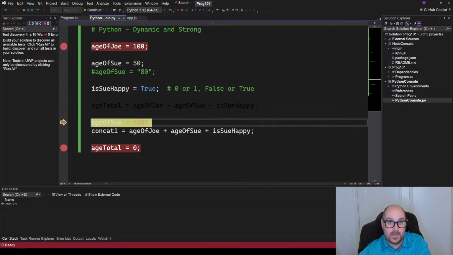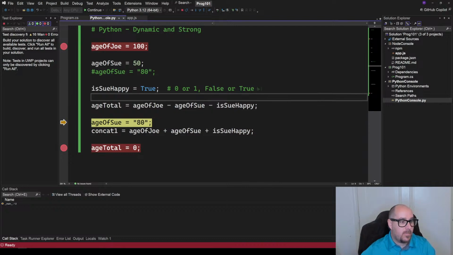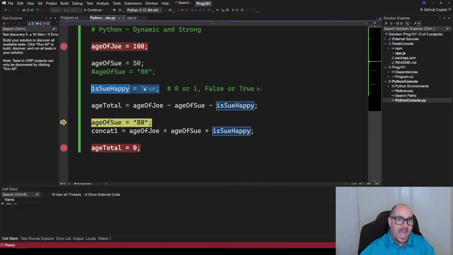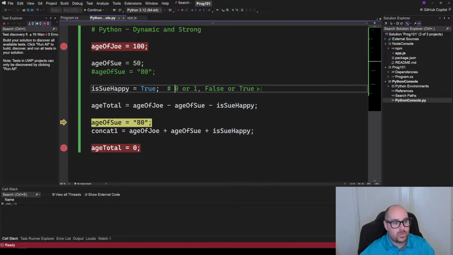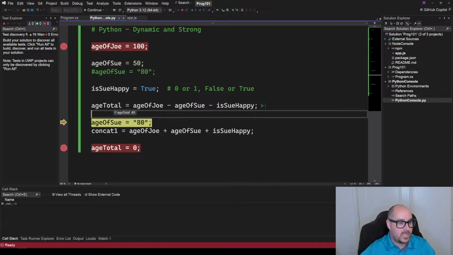So what's going to happen? Surprisingly, it still works. The reason why it still works is because a Boolean in Python, its actual underlying type is a number. So really, it's just strings and numbers are the most primitive types. It's more complex than that, but the most primitive types in Python are just strings and numbers. And a Boolean is truly just a number. It's either a 0 or a 1. So it's going to treat that as 100 minus 50 minus 1, because true means 1. And so, of course, age total is going to be 49.